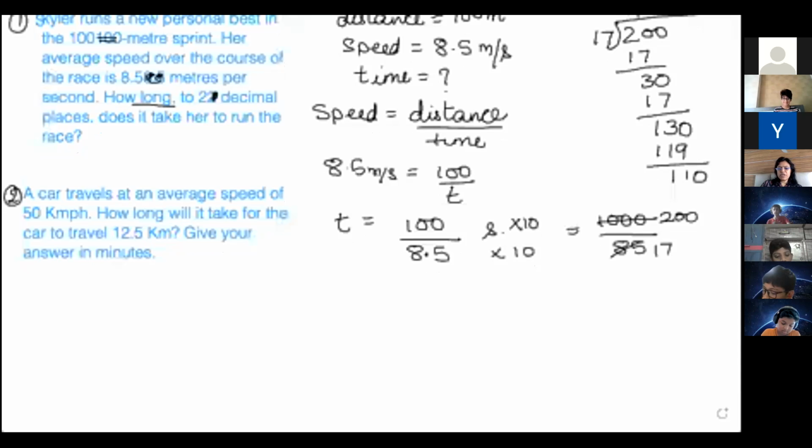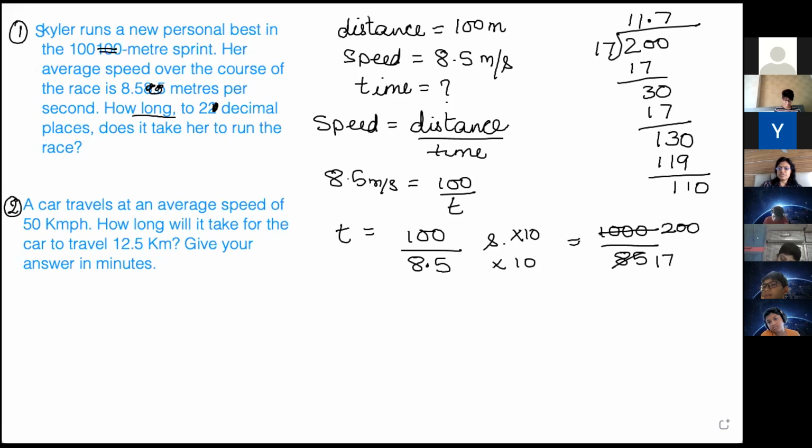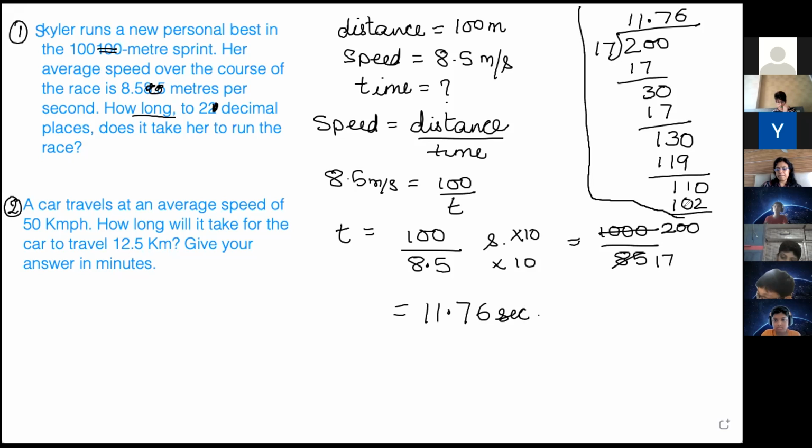We have to calculate two decimals. Ma'am, then 17 sixes. 17 sixes, correct. So till here only we'll calculate. The answer is 11.76 seconds. This is your rough work. Okay, so this way we have to solve it.